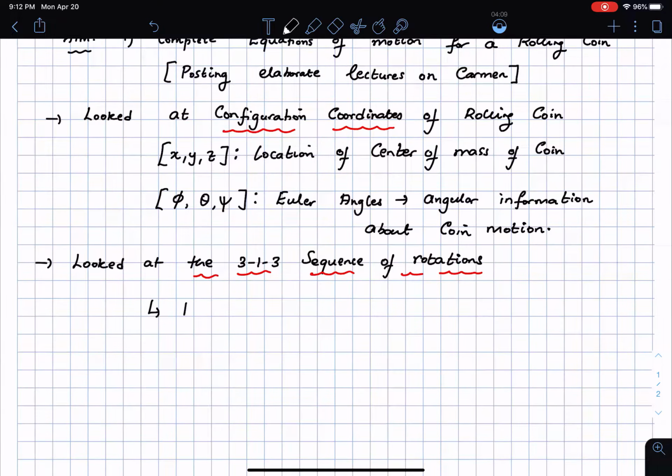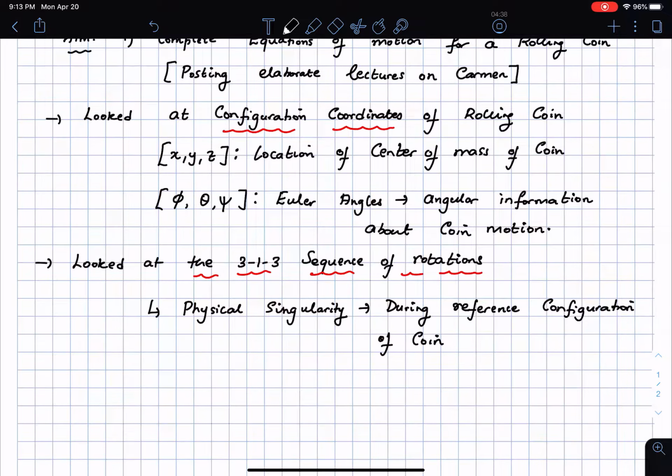There was a physical singularity, and this is during the reference configuration of the coin. And we also had the geometric singularity.